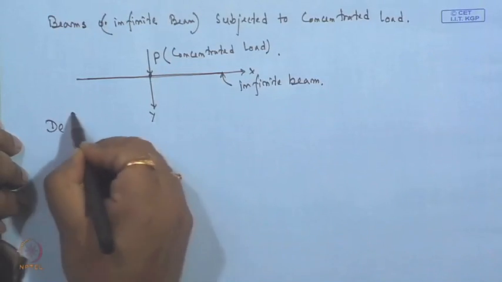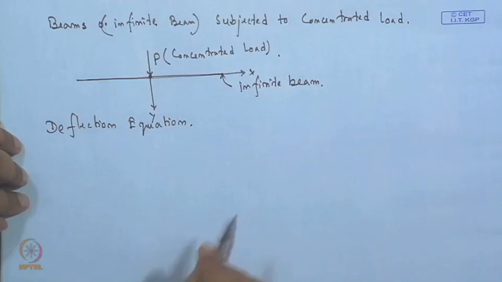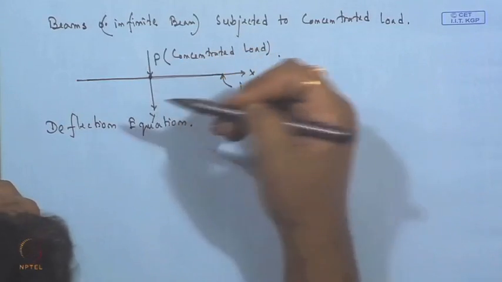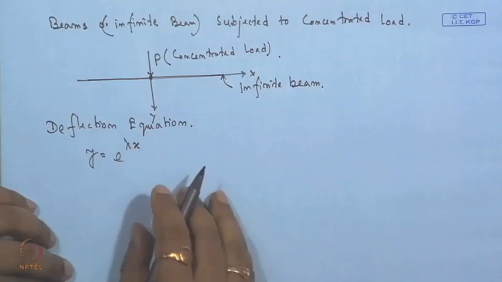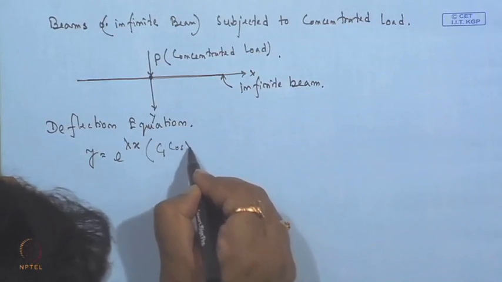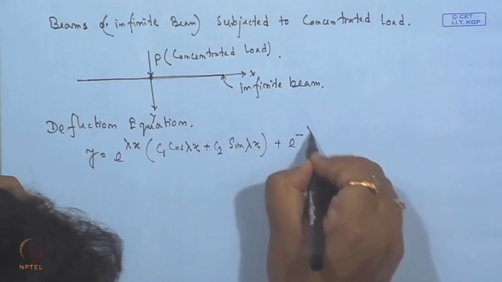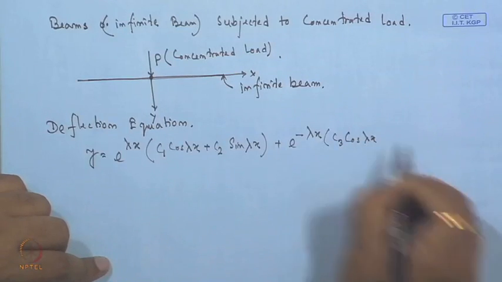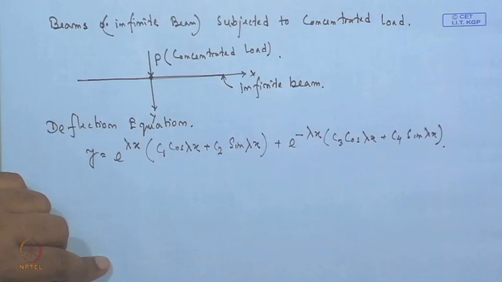Now, the deflection equation that we have here. Here we are analyzing only the half portion of the beam, as this is a symmetric case. So, the final deflection equation of the beam, say y is equal to e to the power lambda x c 1 cos lambda x plus c 2 sin lambda x plus e to the power minus lambda x c 3 cos lambda x plus c 4 sin lambda x. So, this is the basic equation. Now, we have to solve this equation for different conditions.